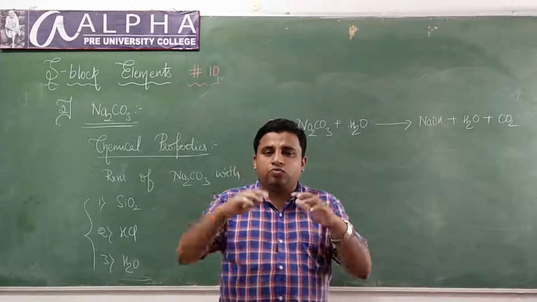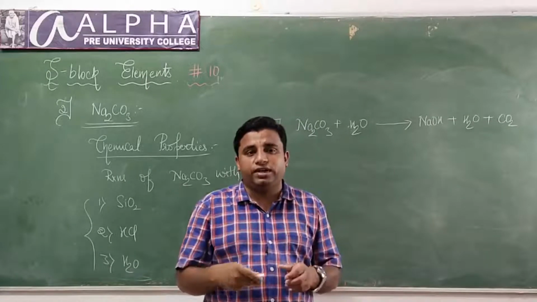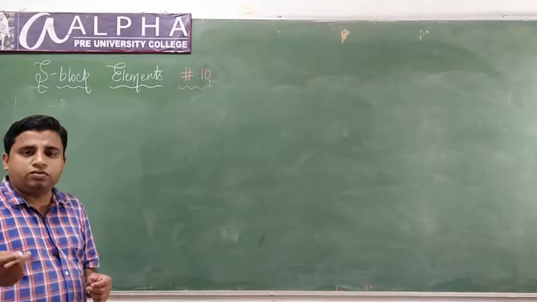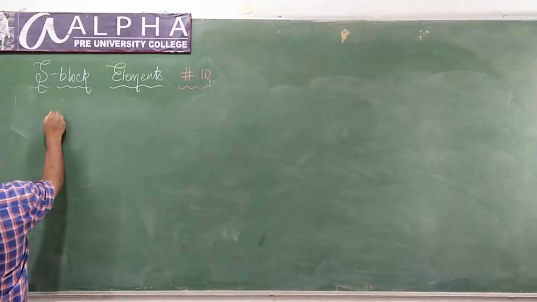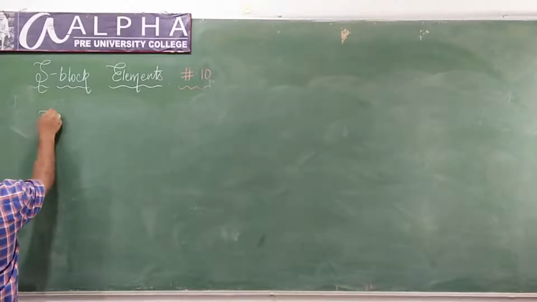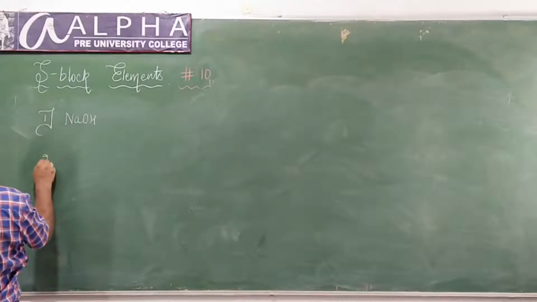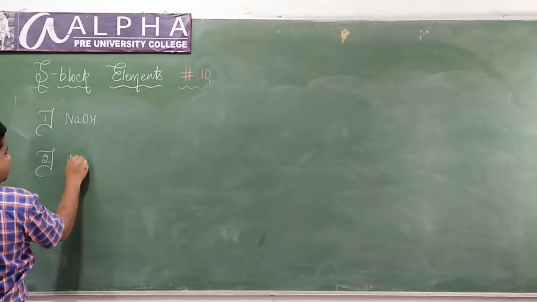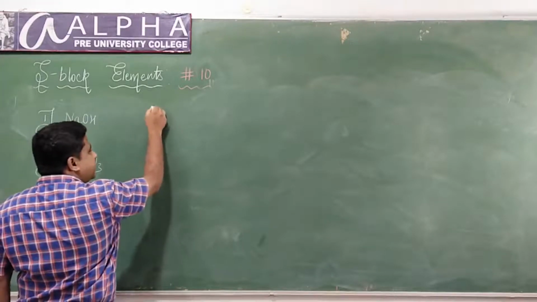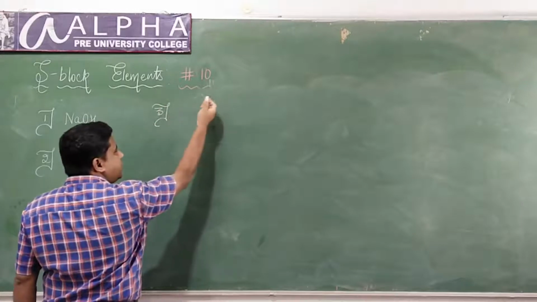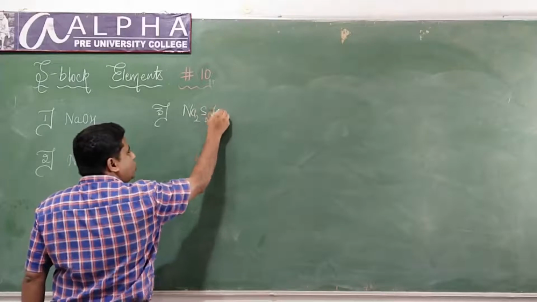Now with this we will go to the next compound of sodium, called sodium thiosulfate. So far we have finished the preparation and properties of sodium hydroxide, then the preparation and properties of sodium carbonate. Now we shall understand the preparation and properties of the next compound of sodium, that is Na2S2O3.